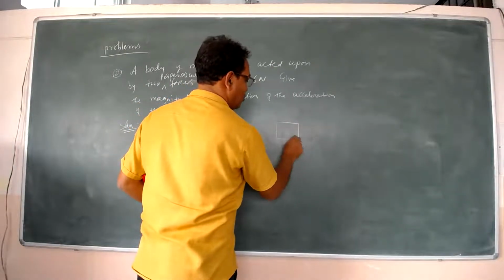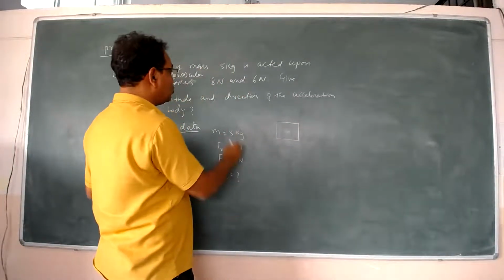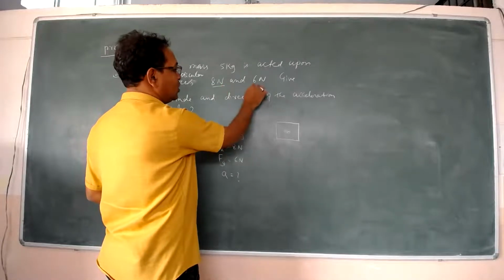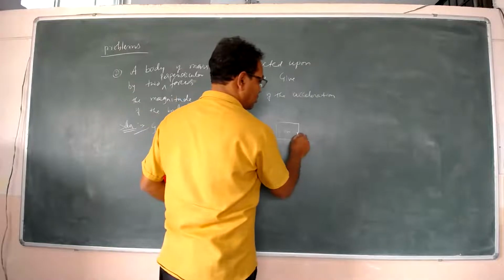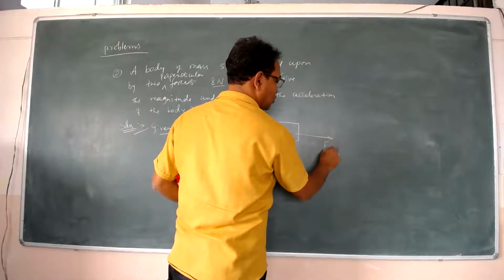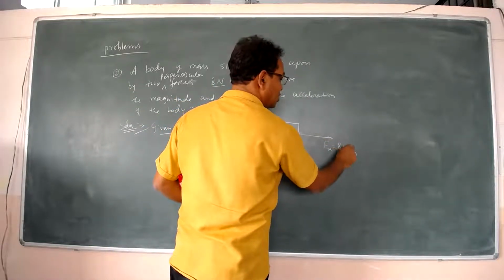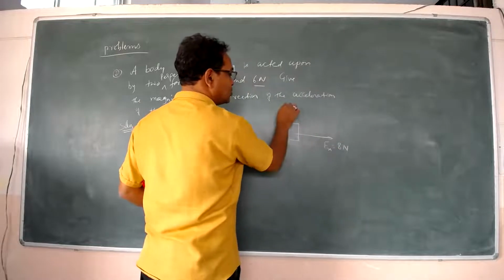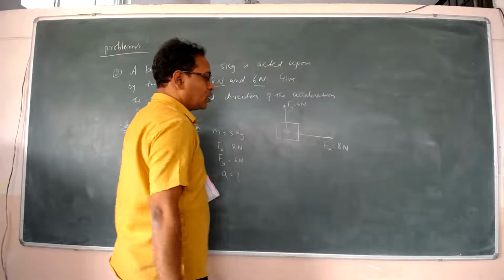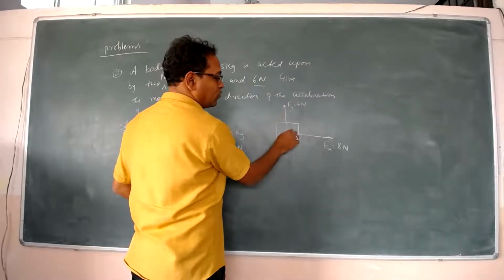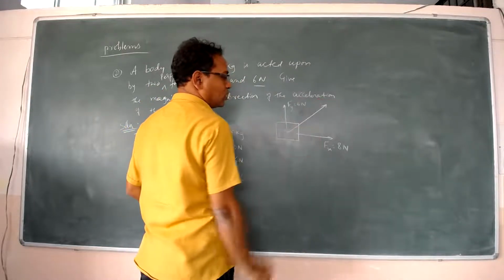See, here is a body of mass m. It's telling that two perpendicular forces are acting. One is 8 and one is 6. That is, one is Fx, Fy. Say in this direction, Fx is equal to 8 Newton is acting. In this direction, say that is Fy, which is equal to 6 Newton is acting. The resultant of these two will be acting somewhere in between these two.